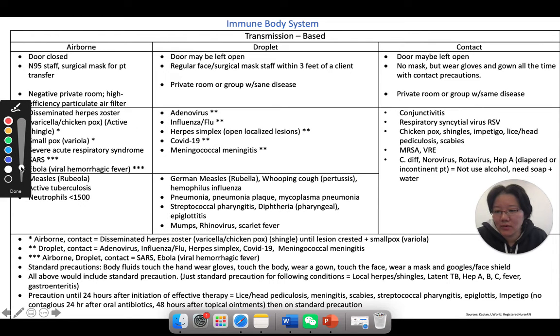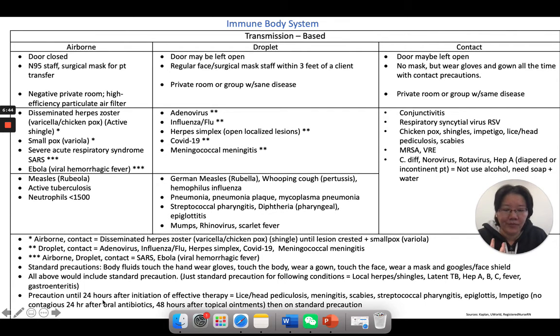So, for example, I'm going to pop it here. Where are we? So, active TB is here, and latent TB is here. Latent TB is a standard precaution. Active TB is airborne precautions.